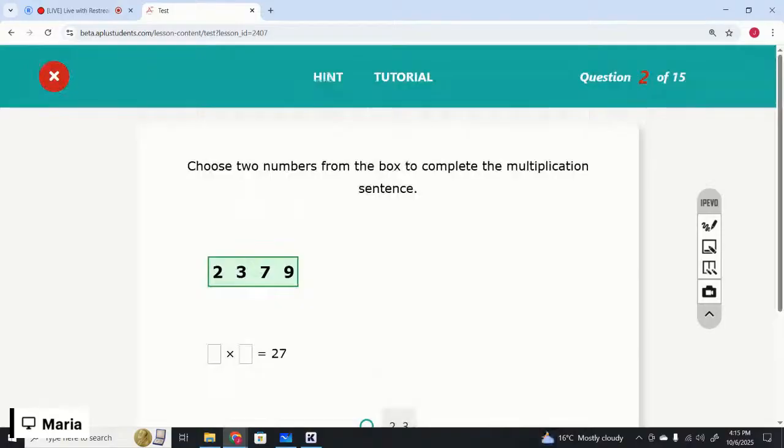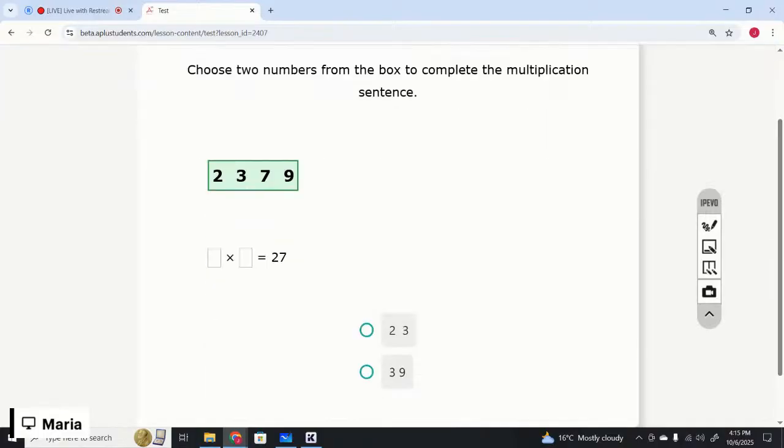Choose two numbers from the box. So which two numbers have the product 27? You can try any pair of numbers, right? So which two numbers are they? They are 3 times 9 is 27. So the correct option is 3 and 9. Option number 2 is the correct option.